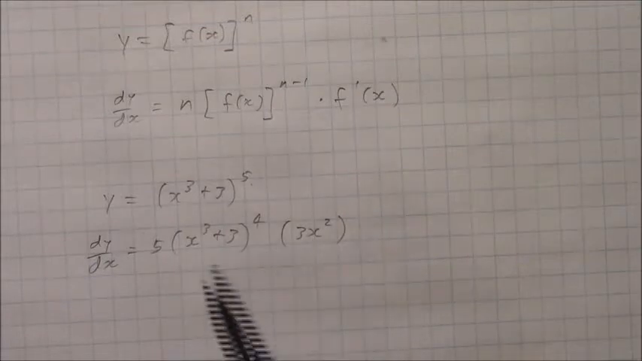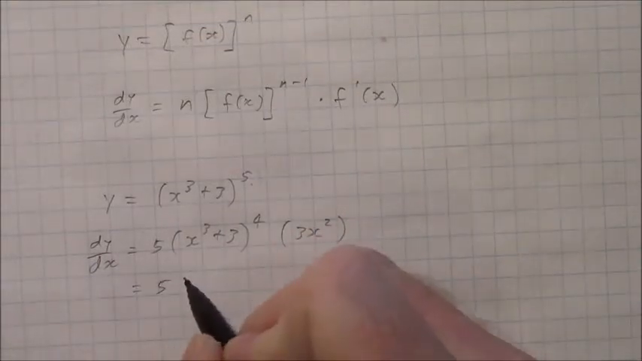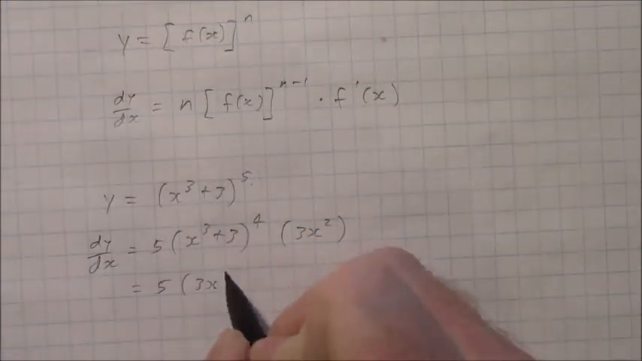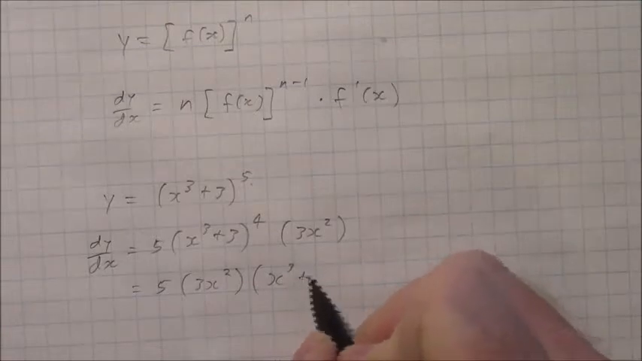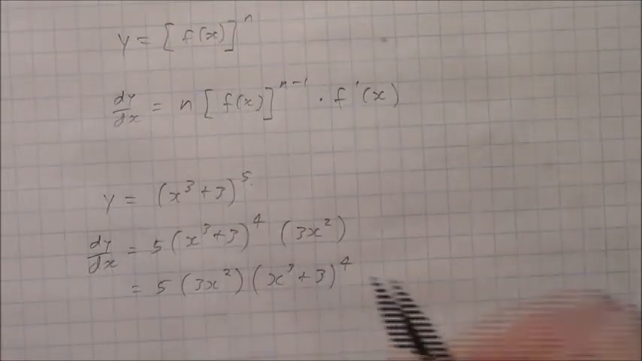And then at this stage I would bring that 3x squared to the front, so I have 3x squared to the front, multiplied by 5, multiplied by (x cubed plus 3) to the power 4.